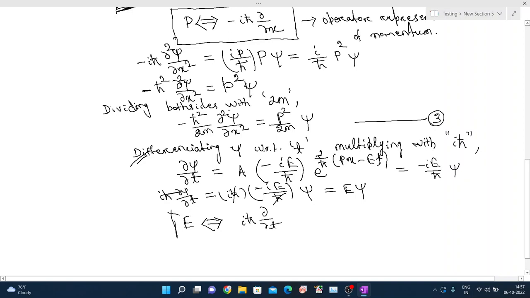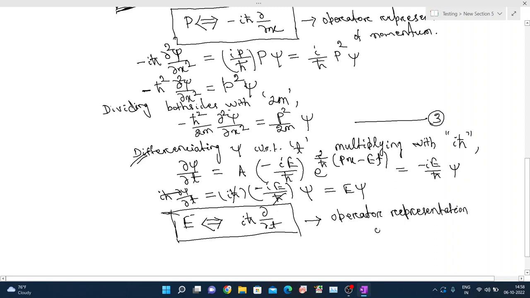Okay, so this is the operator representation of energy, total energy. Suppose this is equation number 4. So now put these two equations in equation 1.